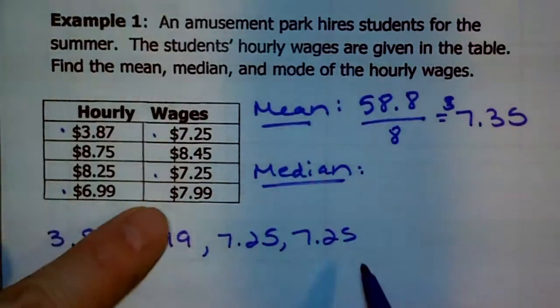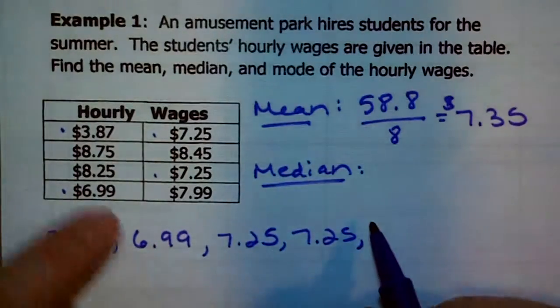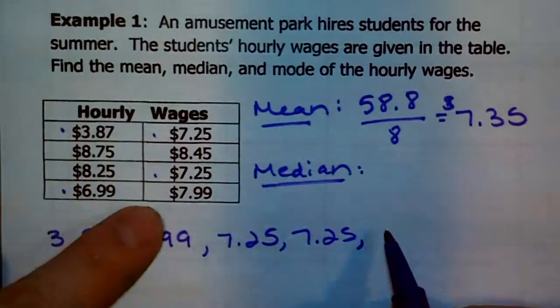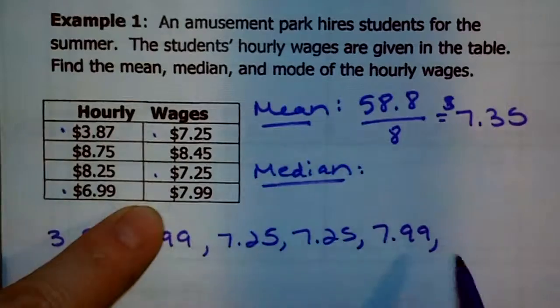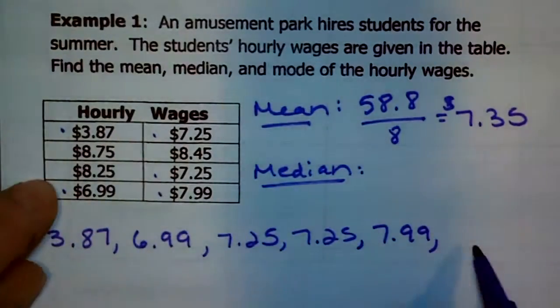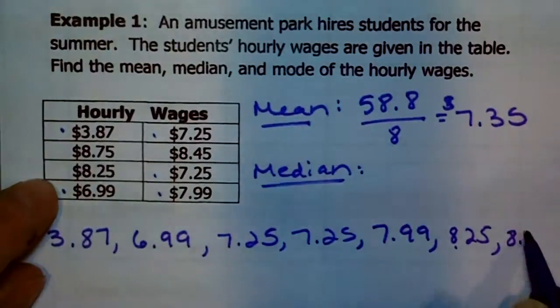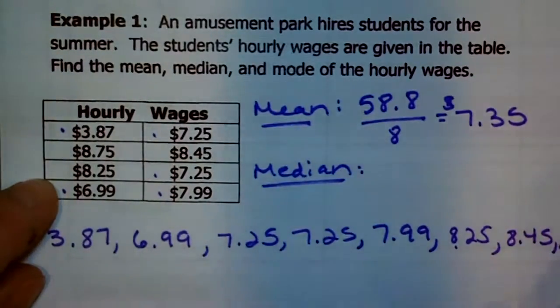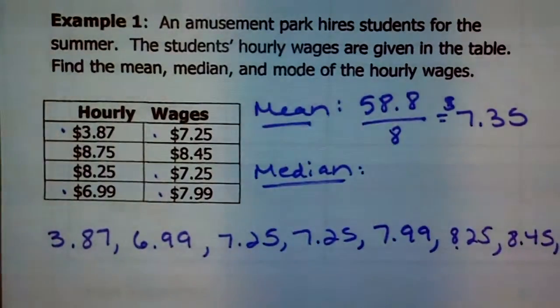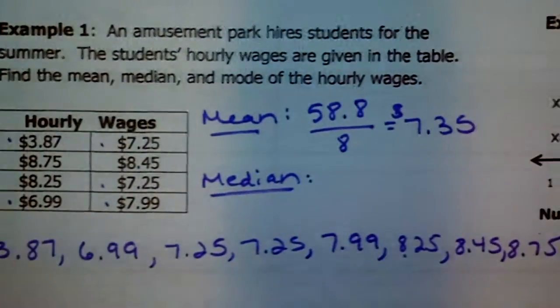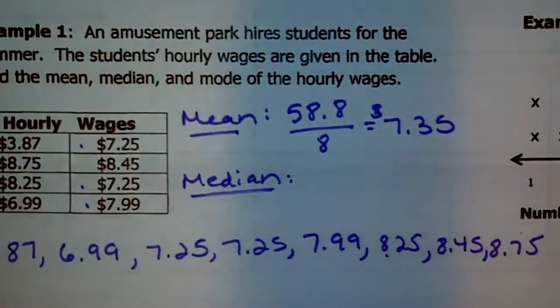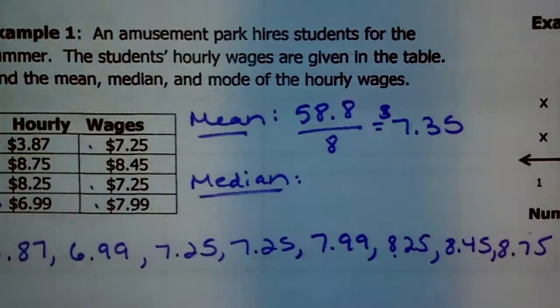And the next lowest looks like $7.99. And then we have an $8.25, an $8.45, and $8.75. I'm not sure that you can see all of that. I'll scooch it a little bit. There we go. So I'm going to count again to make sure I have 8. 1, 2, 3, 4, 5, 6, 7, 8.